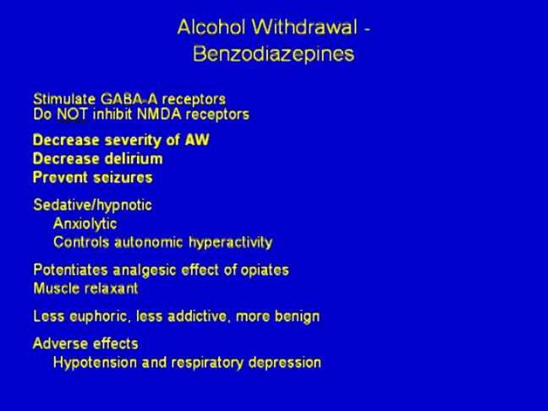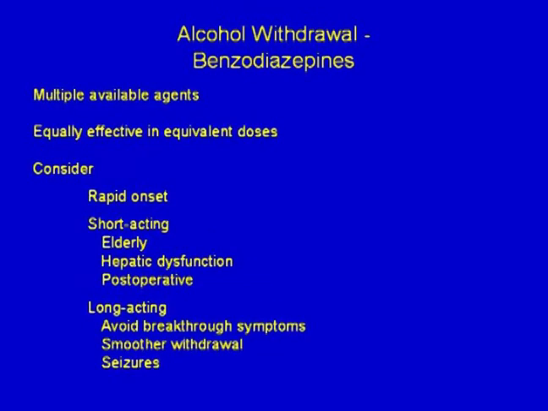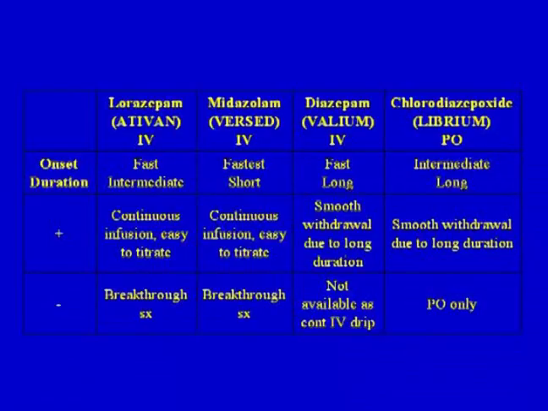Basically, benzos stimulate GABA. They don't affect the NMDA. They decrease the severity, they decrease delirium, and they may even prevent seizures. Adverse effects are hypotension and respiratory depression. Multiple agents, as Nancy said, we typically use Ativan as our agent of choice. They're equally effective in equivalent doses. You want something that's a rapid onset. In patients that are elderly or have hepatic dysfunction, you want it to be short-acting, okay? You don't want them all to be short-acting, though, because you want to avoid breakthrough. You want to avoid seizures. You want a smooth withdrawal. So that's where the different agents come in.